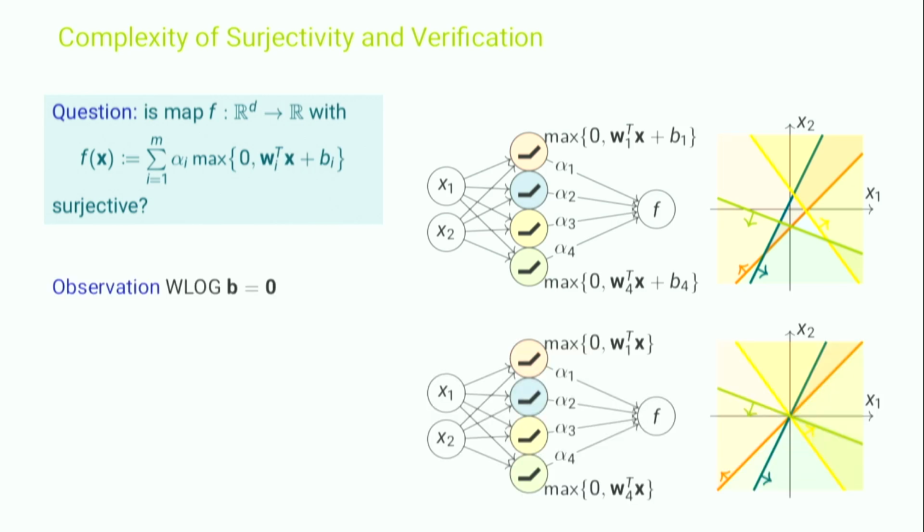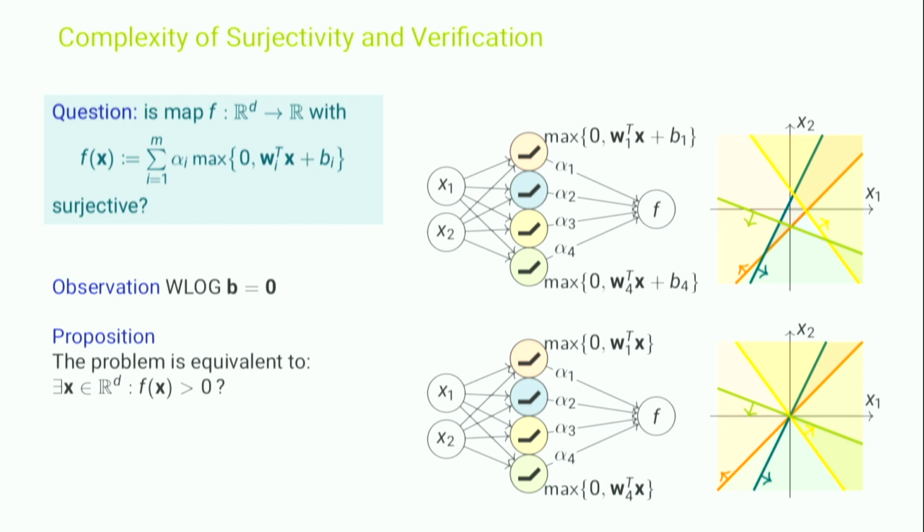The first thing that we can observe is that we can assume without loss of generality that we do not have a bias, since, roughly speaking, the bias does not help us in making the map more or less surjective. And if we do not have a bias, then we can show that the problem of deciding surjectivity actually boils down to just finding one point in the input space where the neural network attains a positive value. So attaining a positive value and surjectivity is really equivalent in this case.